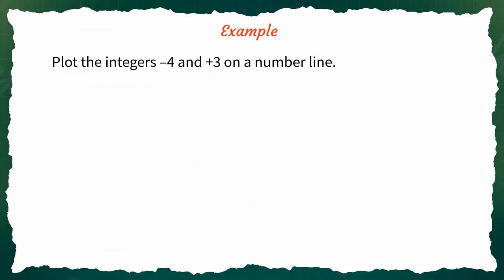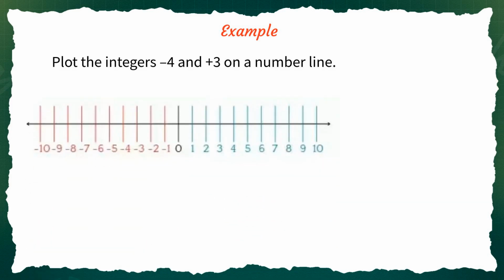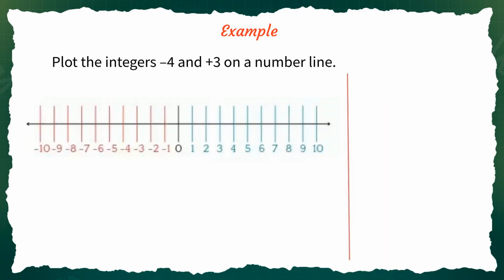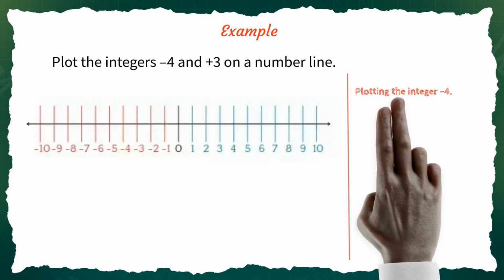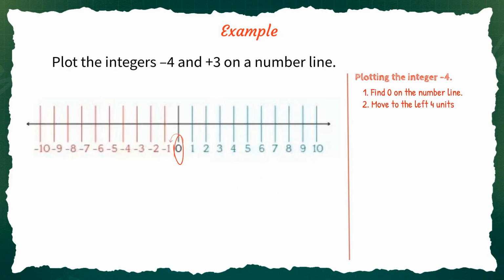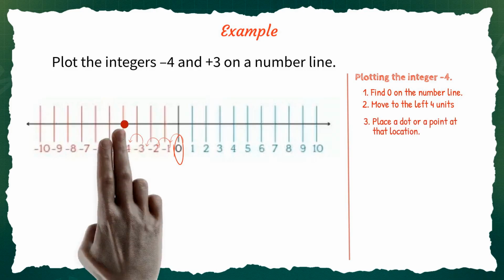Let's look at an example. Plot the integers -4 and +3 on a number line. I hope you know how to draw a number line. So for this example, this is our number line. Let's start with -4. The first step will be to locate 0. 0 will be our origin. And then because it's negative, we'll move 4 units to the left.